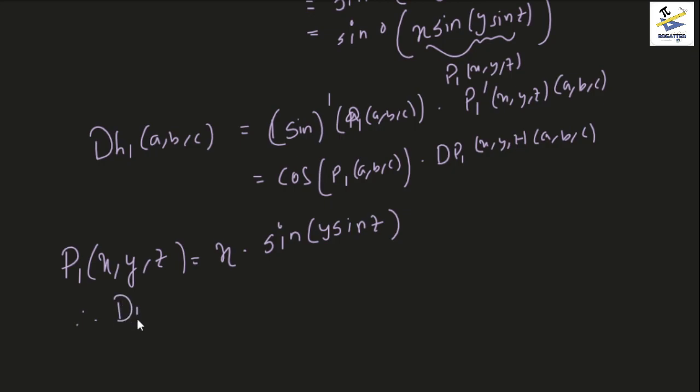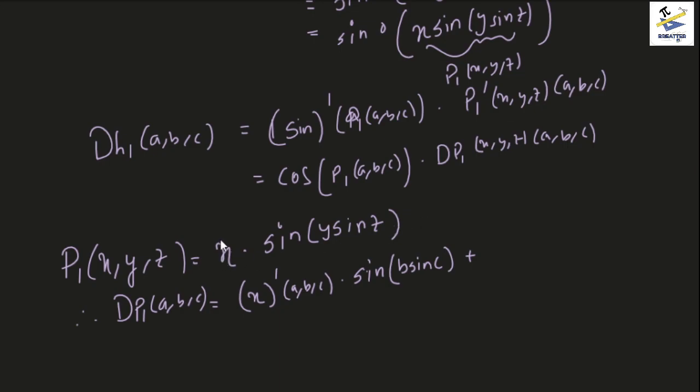Therefore dp1 at the point abc would just be the derivative of x, which is basically 1, multiplied by this. So we have the derivative of x at the point abc multiplied by sine of b sine c, right? And plus we have this thing.